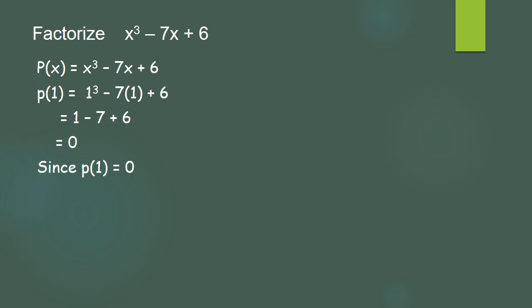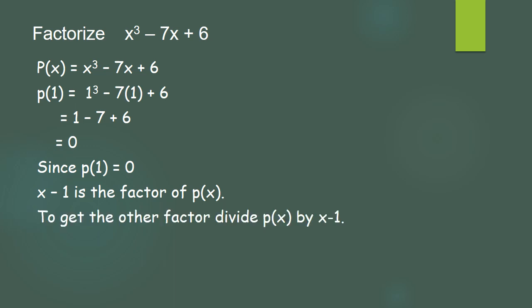Now since P of 1 is 0, naturally what we can say is x minus 1 is one of the factors, and the same way, to get the other factor, we have to divide the given P of x by x minus 1. Now we'll go for the division.